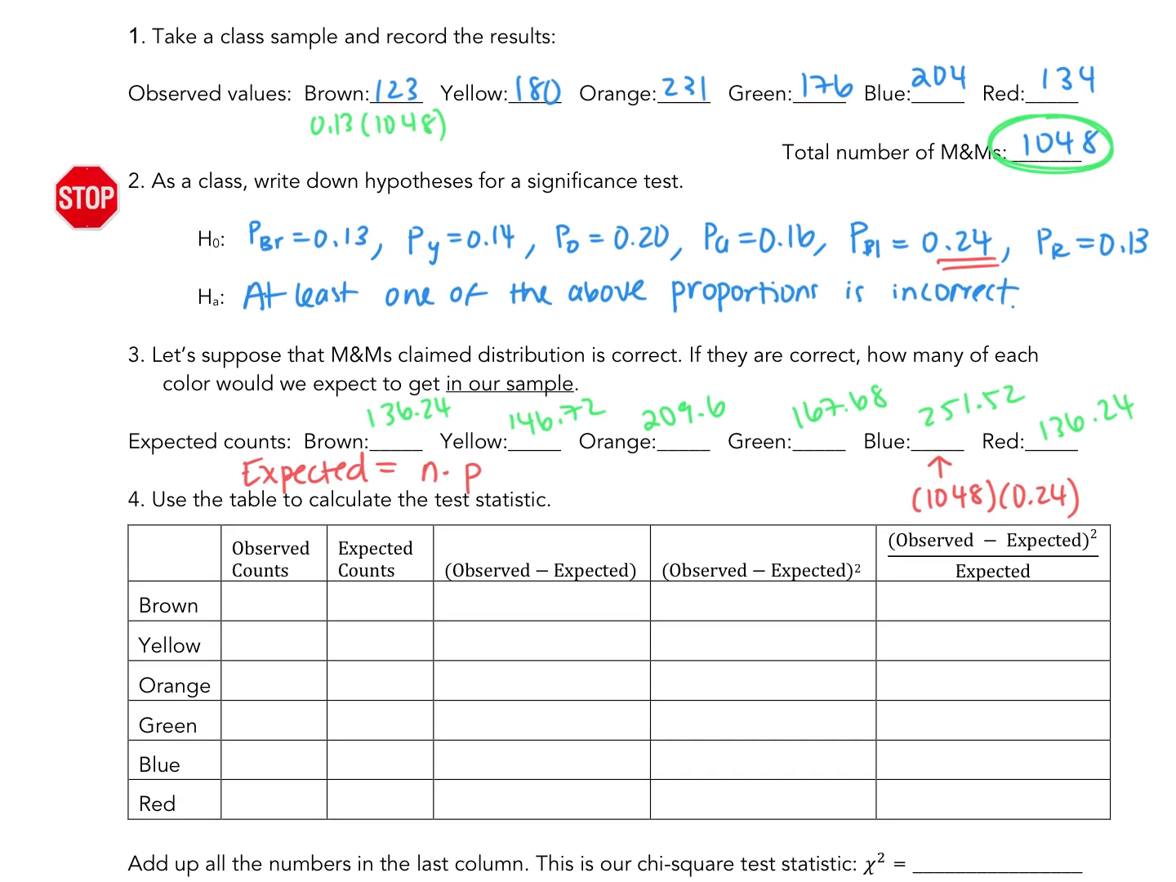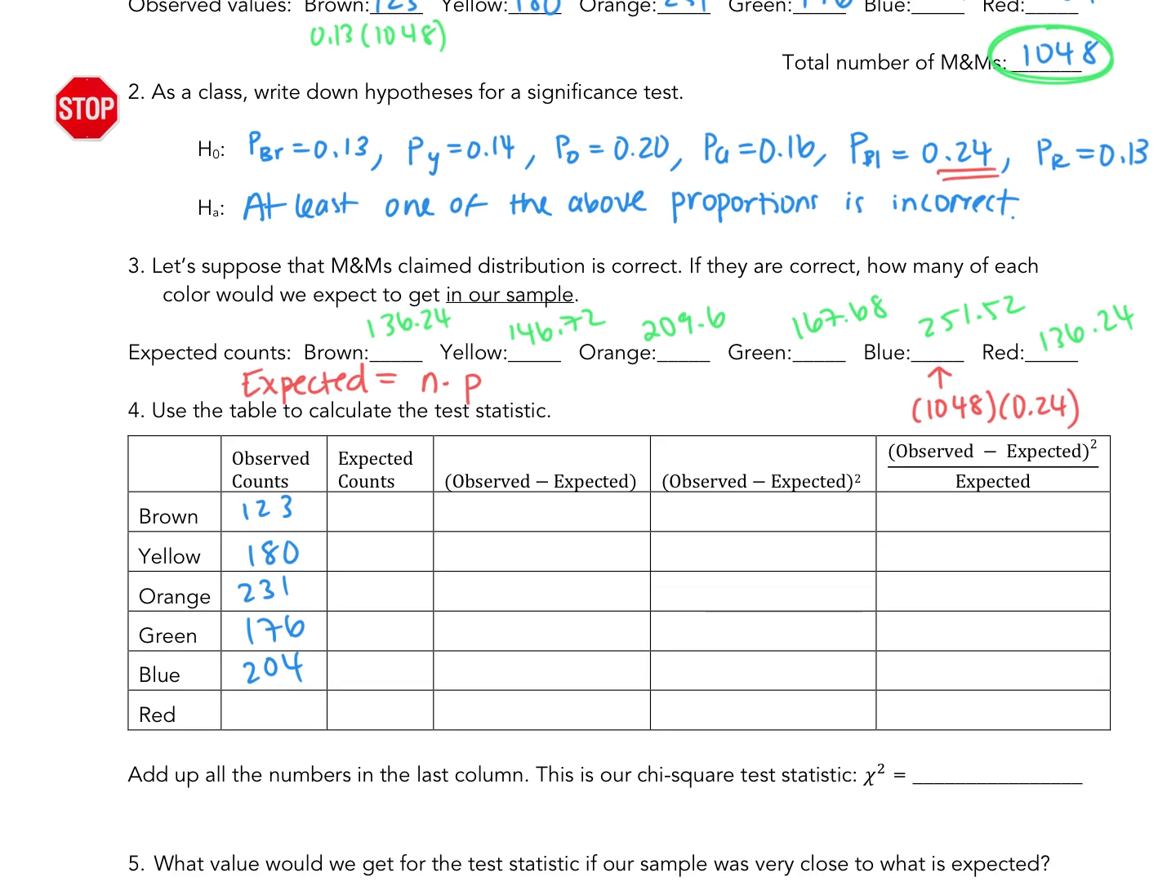Okay, so what we're going to do now is use those numbers to calculate our test statistic. That's what we have in this table below. Those observed counts are from above. So that's the 123, 180, 231, 176, 204, and 134. The expected counts are the ones that we just found.